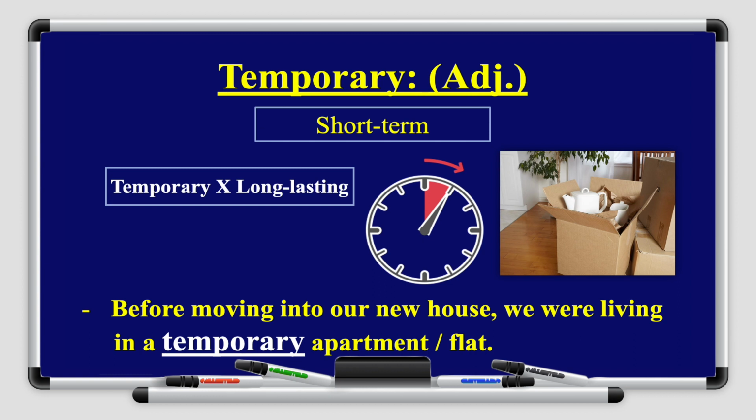Next we have the word temporary. So repeat after me. Let's break down the word to make it easier. Temporary. One more time. Temporary. Good job. So temporary here is an adjective. Now let's read the example together. For example, before moving into our new house, we were living in a temporary apartment or flat. So a temporary apartment here is a short term. The opposite of the word temporary here is long lasting.